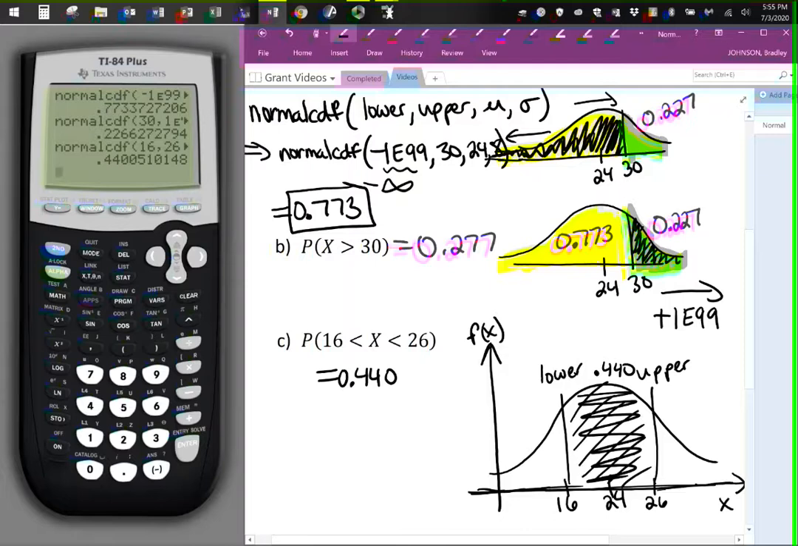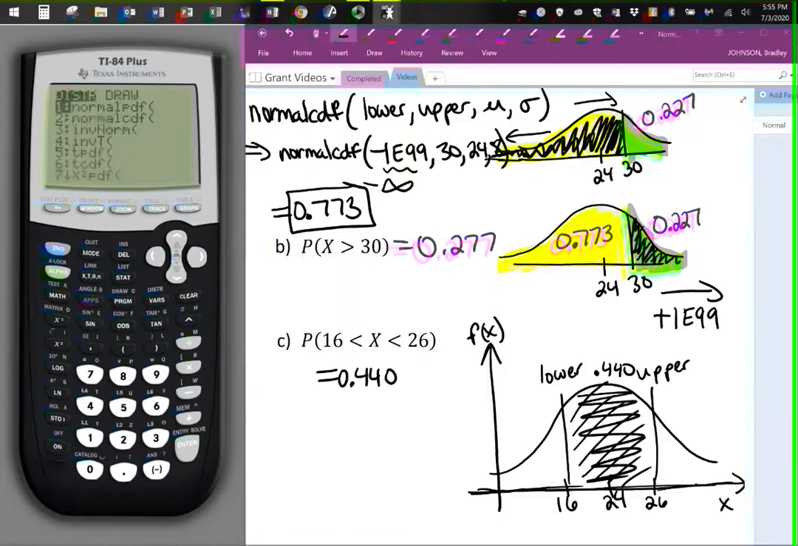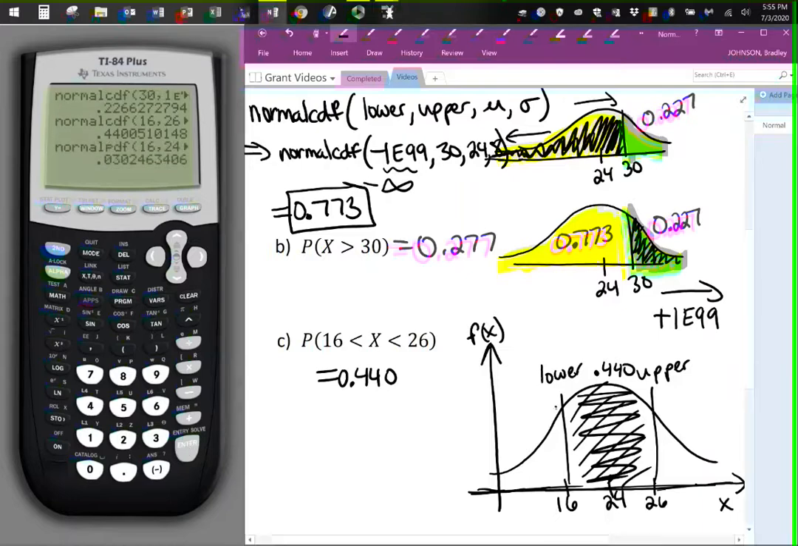Well, you might be wondering when we hit second vars why we're always skipping over number 1, normal PDF. Well, if I hit normal PDF, the x value. Let's just say 16. I'll mark 16 for the x value, and then mu was 24, and sigma was 8. If I hit enter here, PDF really just gives you the height at that value. So the height right there was 0.030. That's just the height for the value of 16.